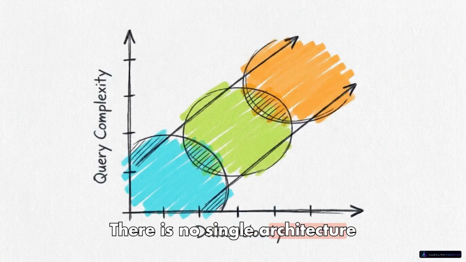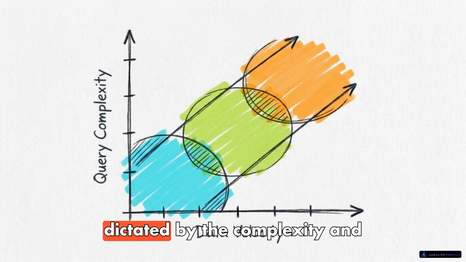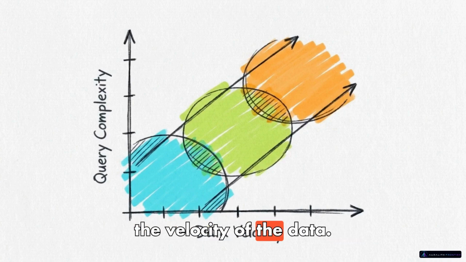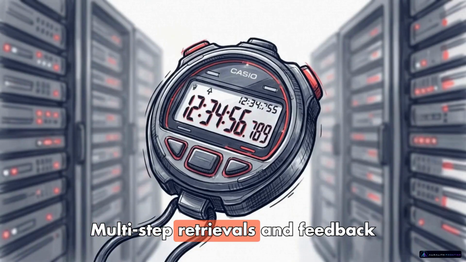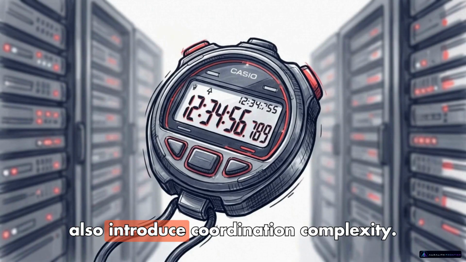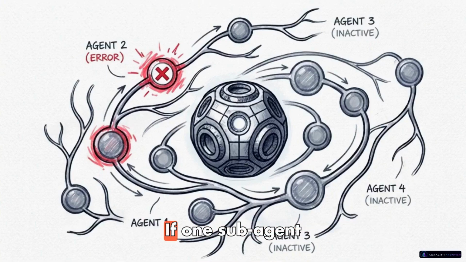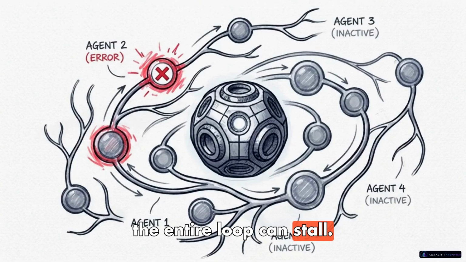There is no single architecture that fits all needs. The correct solution is dictated by the complexity and the velocity of the data. These advanced systems involve trade-offs. Multi-step retrievals and feedback loops increase cumulative latency. They also introduce coordination complexity. If one sub-agent fails to pull the correct data, the entire loop can stall.